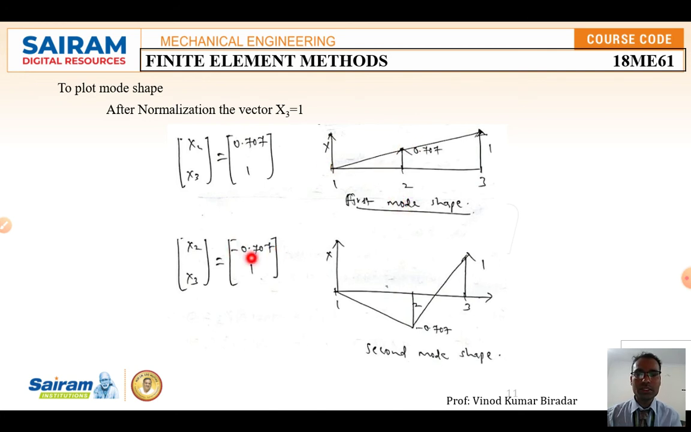For the second mode shape the value is negative, so a positive value is taken upward and a negative value is taken downward. Again draw the given element with nodes 1, 2, 3. Here node 1 is 0, and since the value is negative, come down, and node 3 is 1, positive. Draw this line and join the two lines. This is the second mode shape. So this is the mode shape of the 1, 2, 3 nodes.